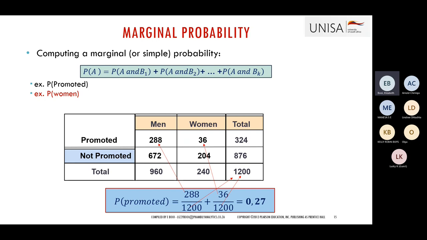All right, probability of women is given by? Who wants to answer this? It's given by 240 divided by 1,200. Nope, let's assume that you are not given that. Okay, how would you calculate that? It will be given by 36 over 1,200 plus 204 over 1,200, which translates to 240 divided by 1,200, which is equal to 0.2. There we go. So that is your marginal probability. Any question, any comment? Then we move on to the next.